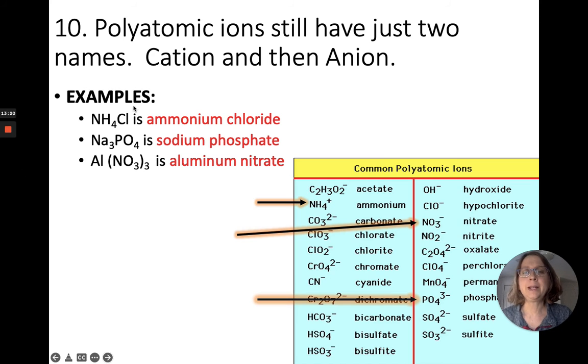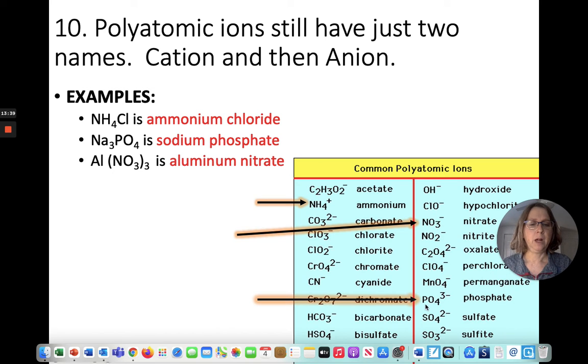Okay, polyatomic ions still have just 2 names, the cation and the anion. So a couple of examples. NH4, which is a +1, and Cl-, is ammonium chloride, just a 1-to-1, +1, -1. Na3PO4. So again, look at phosphate. You can see it is right here. It's a 3-. Sodium we know is a 1+. So that's just going to be sodium phosphate. That'd be different than sodium phosphide. Phosphide wouldn't have the oxygen.